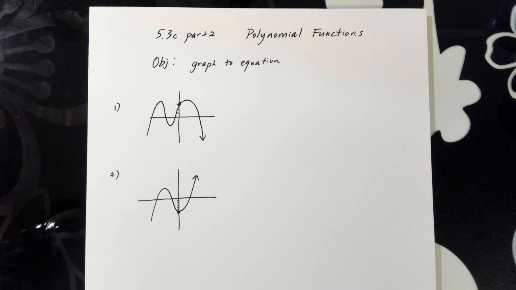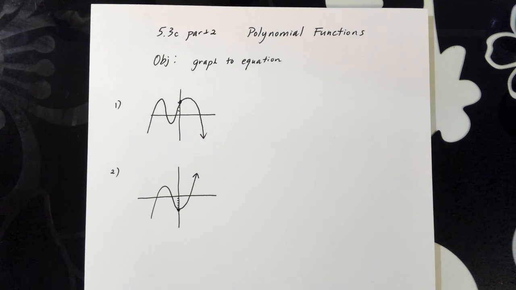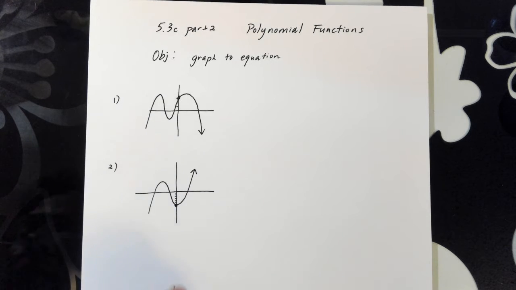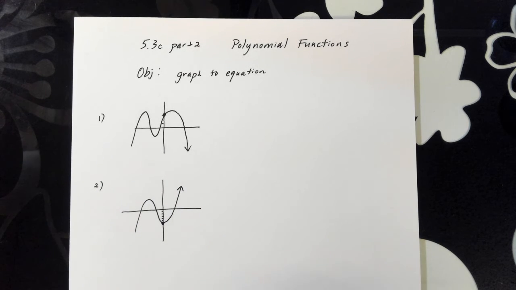Lesson 5.3c part 2, we're going to write specific equations, or as specific as we can get based on the information we see for each of these functions. So let's start with number 1.